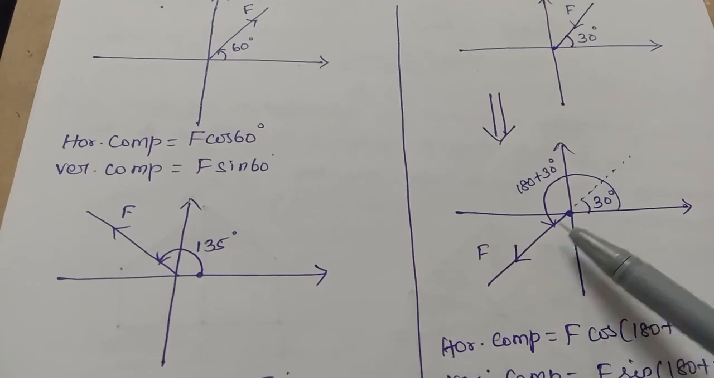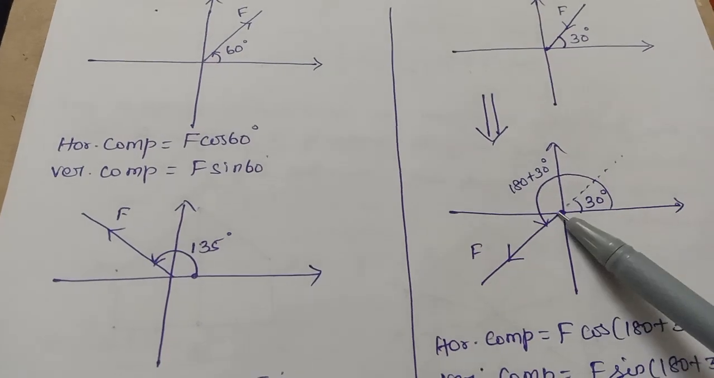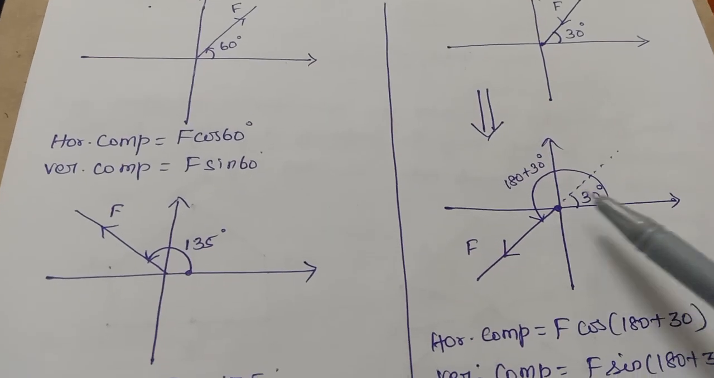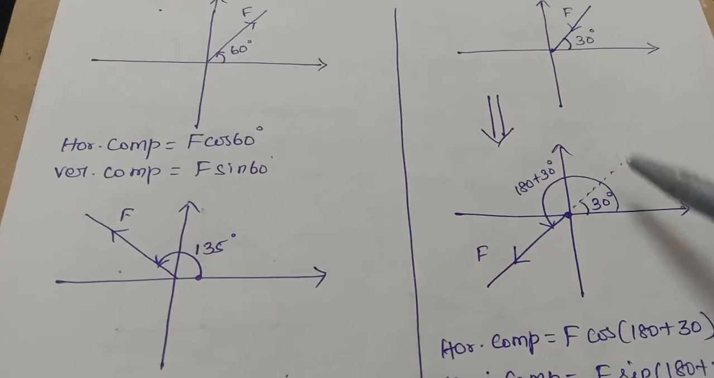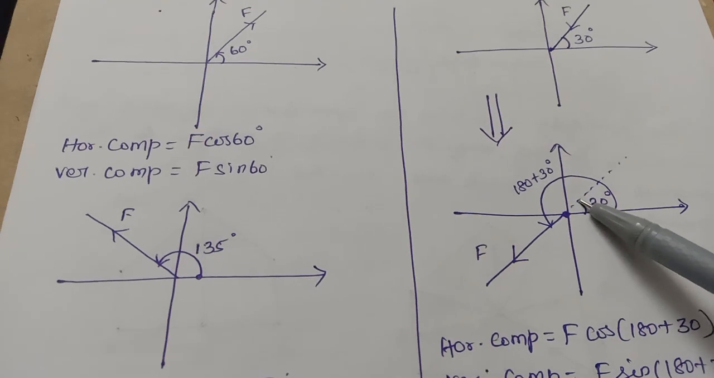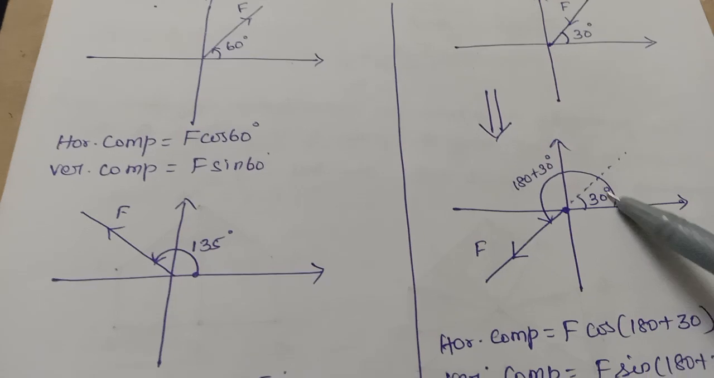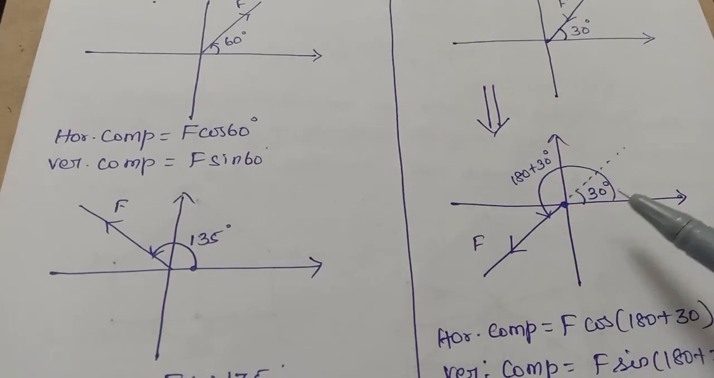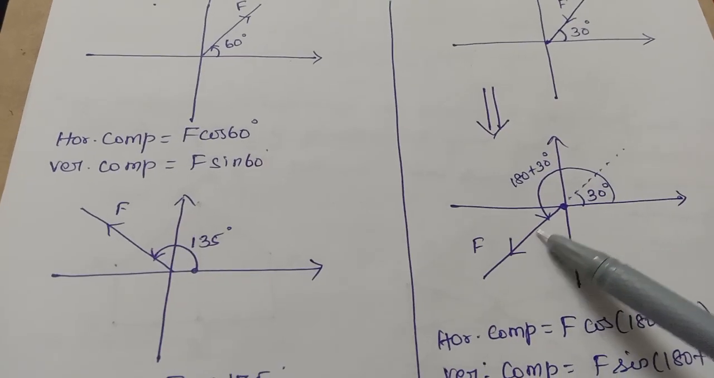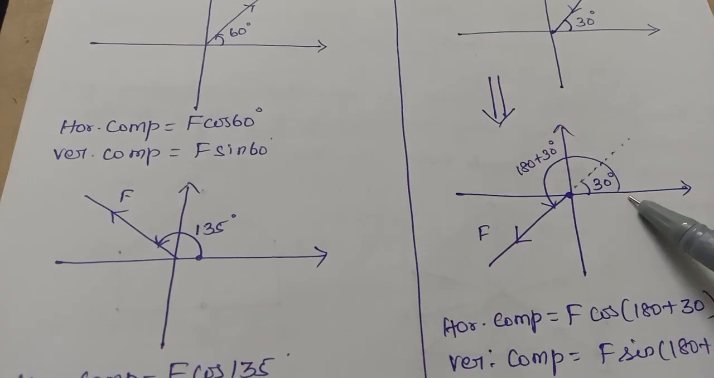Now you look at this force. This is coming outward, no? Now this is outward, so from here you measure the angle. Originally, what is the angle given here? 30 degree, no? If this is 30, this is a straight line only, so this is 180 degree. So the total, how much angle will be there? 180 plus 30. So this force is making 180 plus 30 with the horizontal.